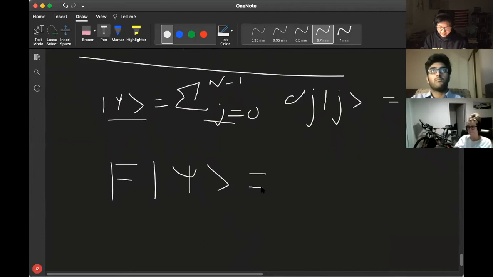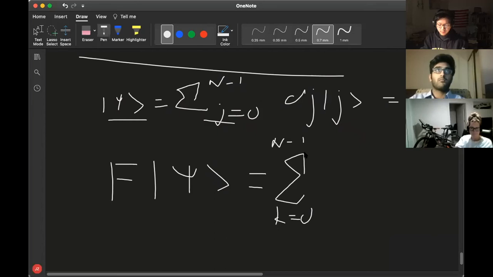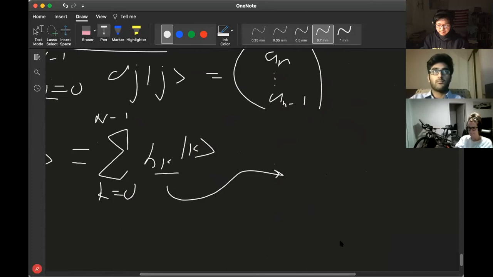So then it would just be the summation, but then we go to k now, k sub zero of n minus one, and then you would have b sub k ket k. And b sub k here is once again yet another summation. So if I were to write out the whole thing, it looks like two different summations.